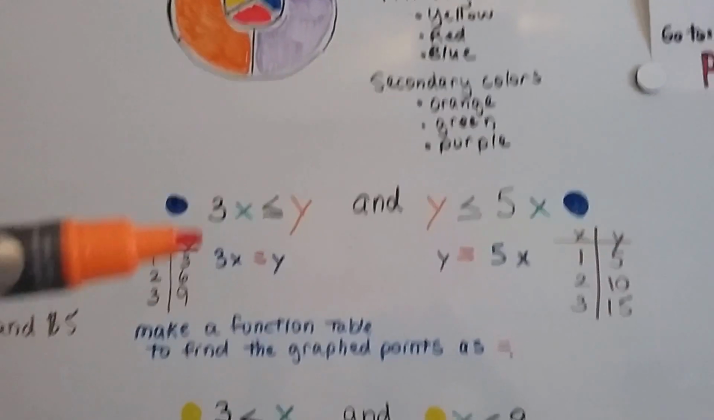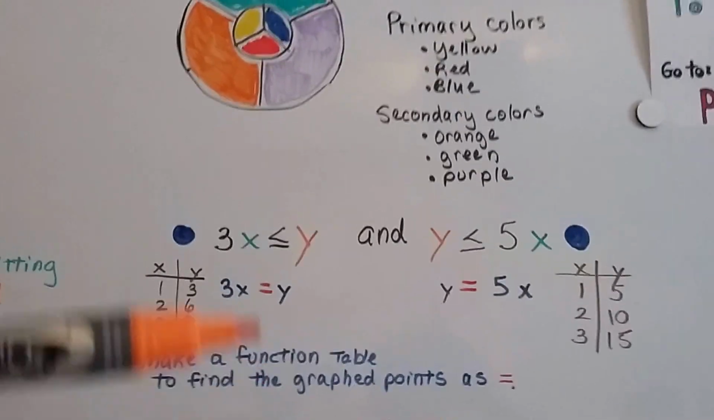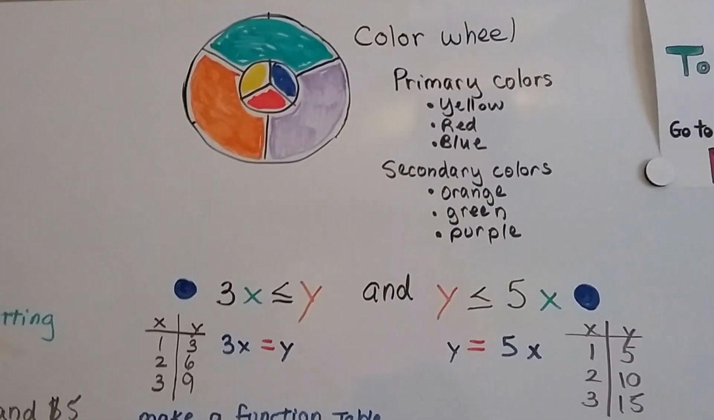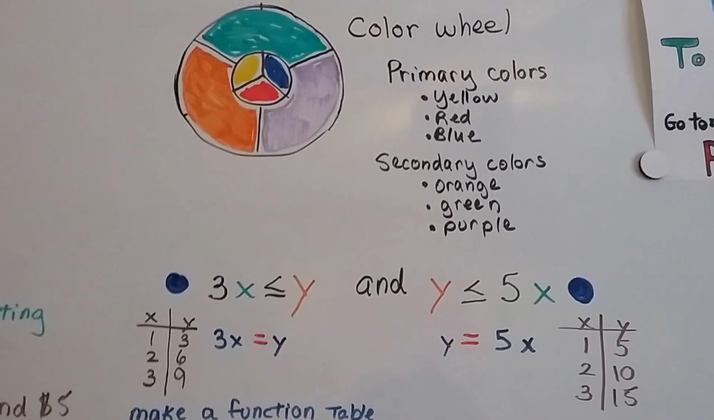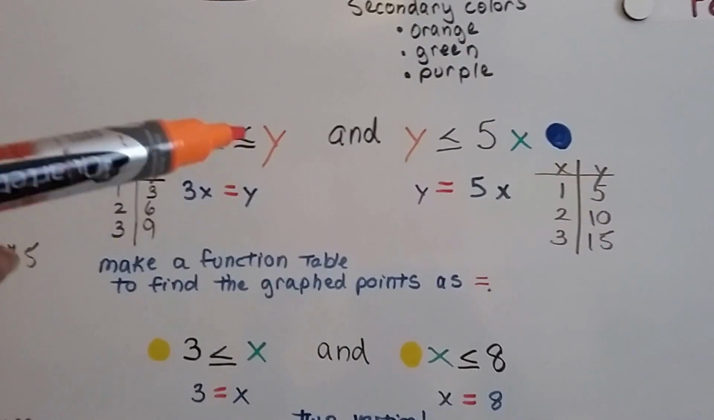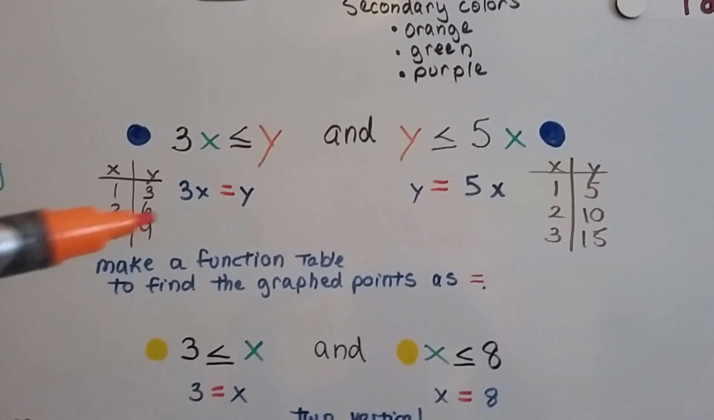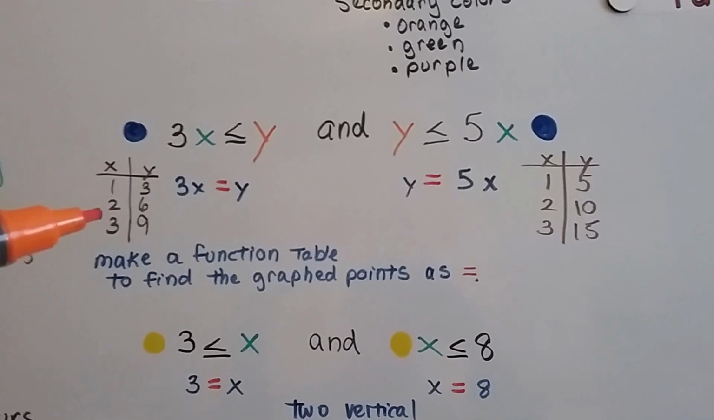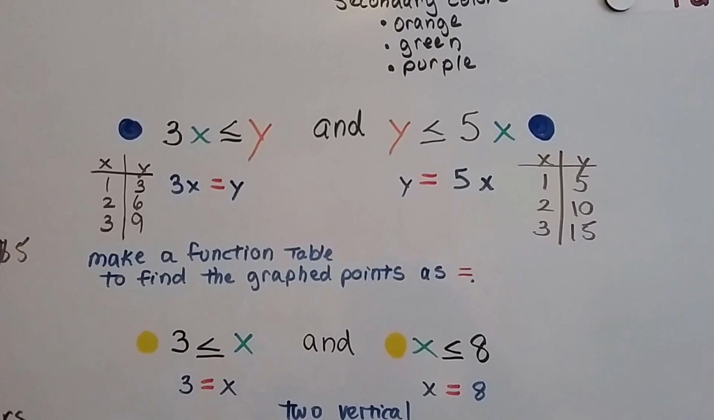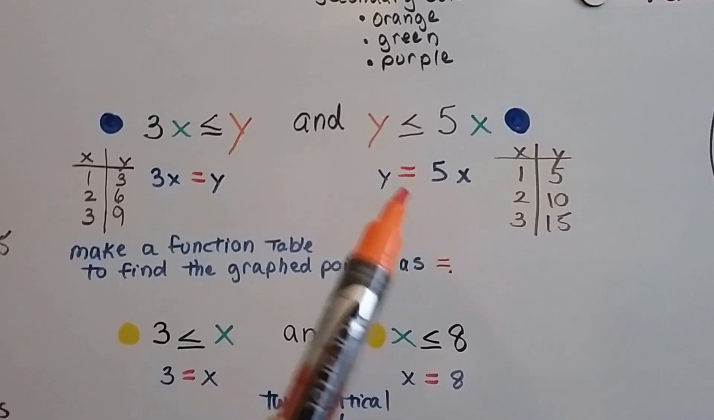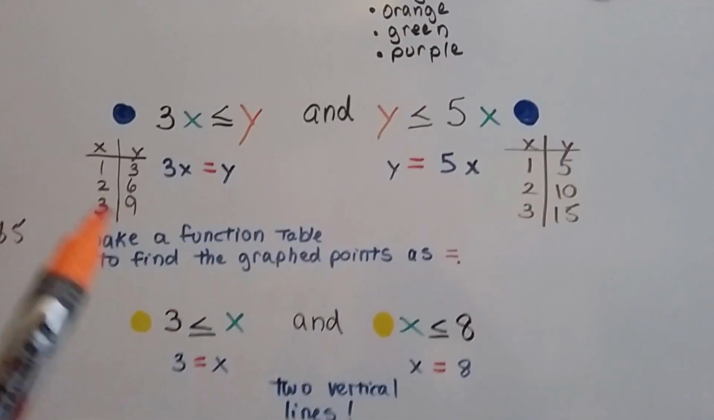I'm going to be using blue and yellow for my solution areas on my coordinate plane with a colored pencil. And when you have blue and yellow, it makes green. So our solution area for our system of inequalities is going to be green. So what we do is we turn the inequality sign into an equal sign, and we make a function table that will make this equation true. 1 and 3 will make it true, 2 and 6 will make it true, 3 and 9 will make it true. And we take this inequality sign and make it an equal, and we make a function table that makes this equation true.